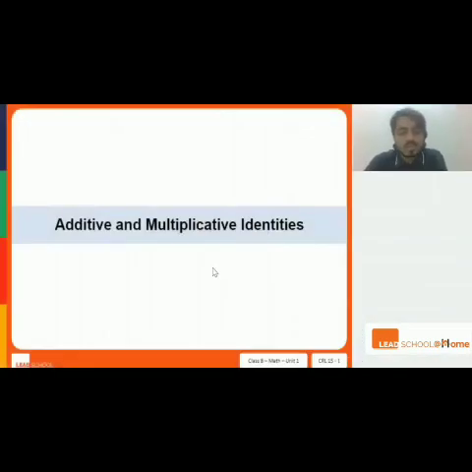So we are going to start with additive and multiplicative identities today. Now what are these? Let us see in detail. Additive and multiplicative identities.